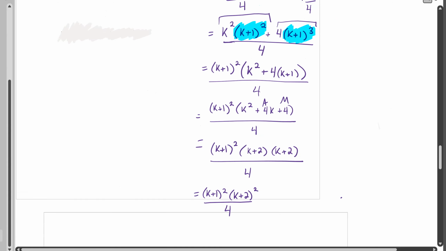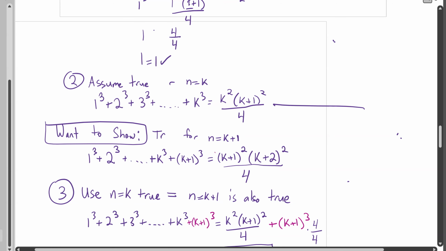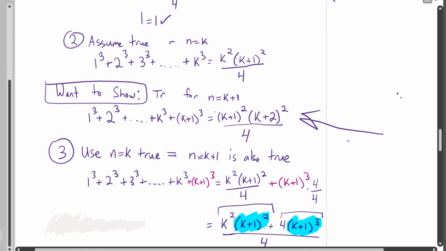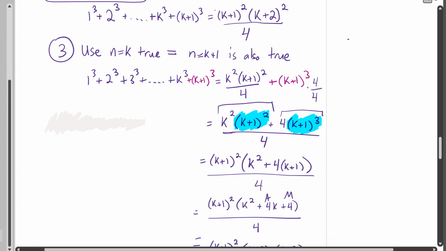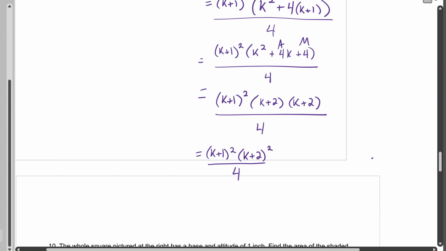So we essentially, to recap, just showed that that was true for n equals, oh, excuse me, this one right here. We assumed it was true for n equals k, and we were able to prove that it's true for n equals k plus 1. So therefore, this statement must be true for all natural numbers. So you just need to write some sort of concluding statement, right?